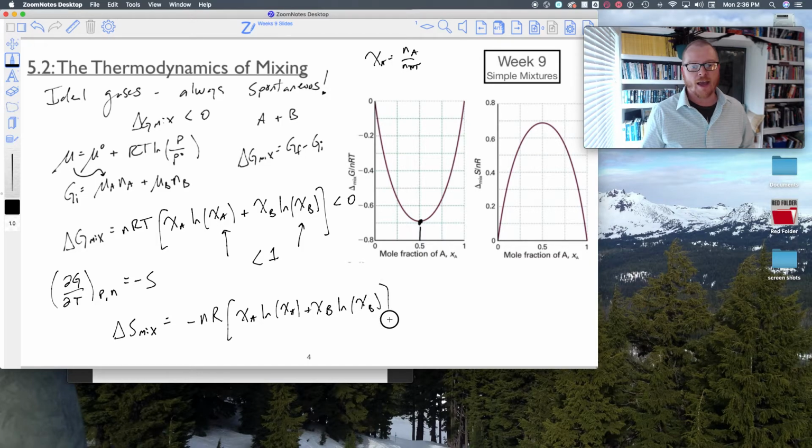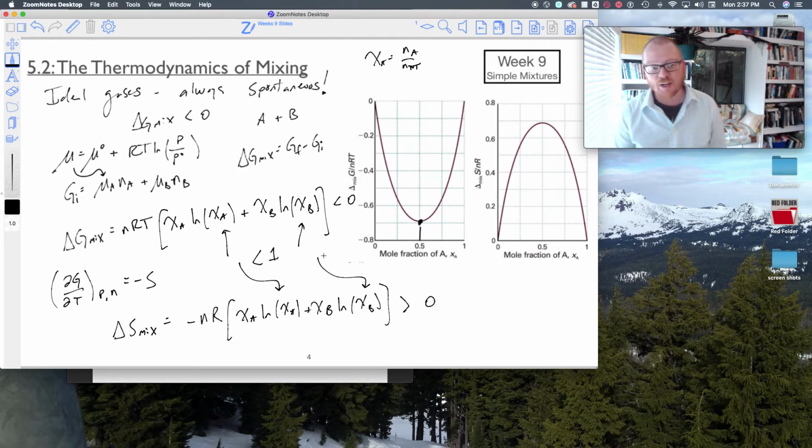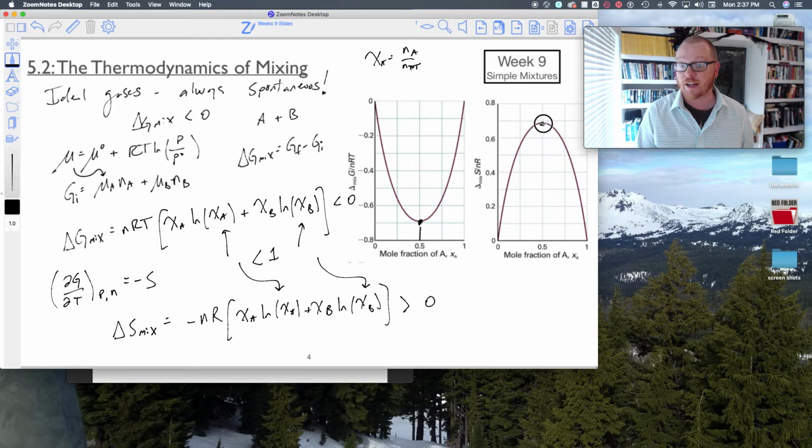And with a quick inspection you'll realize that this equation is always greater than 0 because of the same relationship of these mole fractions. The natural log of a number less than 1 is negative, but now I have a negative sign right there, so negative times negative gives me a positive. And this is what we would see for entropy. We would always see a positive value, and again, we remember that criterion for spontaneity. Free energy has to be negative and entropy has to be positive. And similarly, we would also see the maximum entropy occurs when the mixture is 50-50.